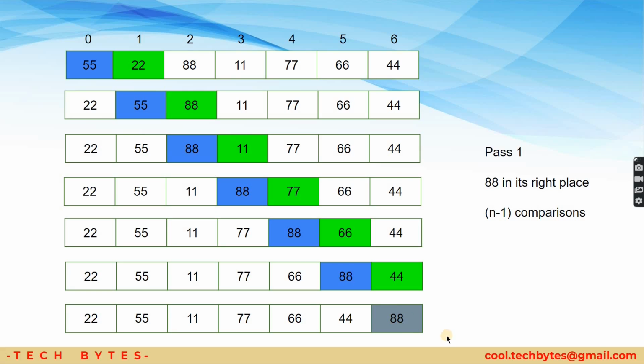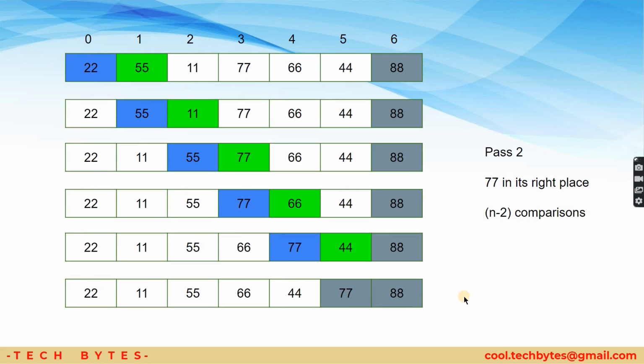You can observe here that number 88 is in its right place. So you can say number 88 is sorted. By the end of pass 1, the number 88 is in its right place. Now in pass 2, again we start sorting the unsorted list. It starts from index 0 till index 5. Index 6 is already sorted, that is 88. We repeat the same steps.